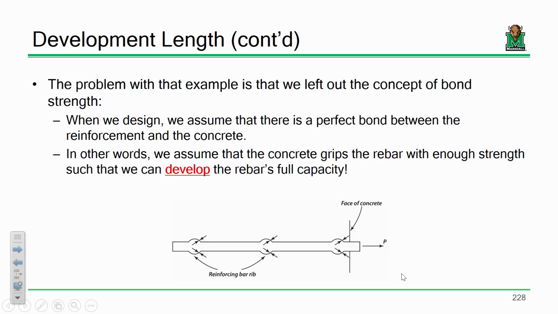I'm either going to fail the rebar or I'm going to fail the concrete. And I would argue that if the bar is only embedded this far into the concrete, I'm just going to crack the concrete right there around the bar. Does that make sense? Okay.